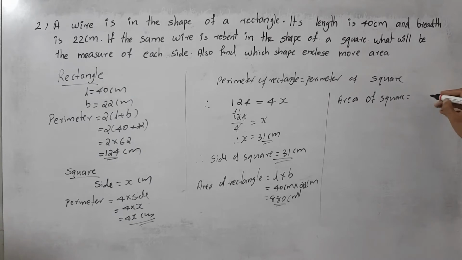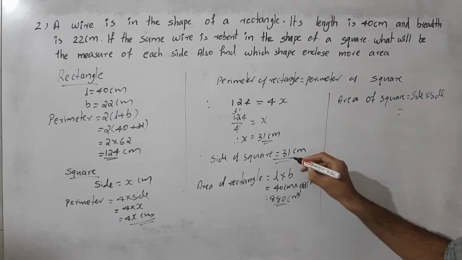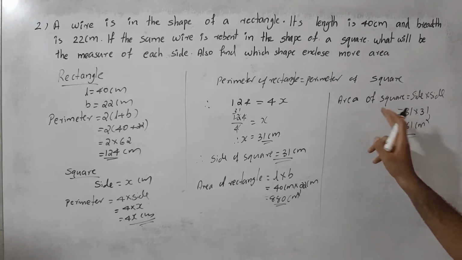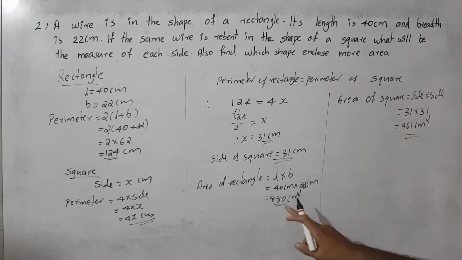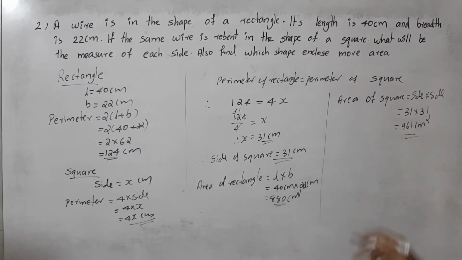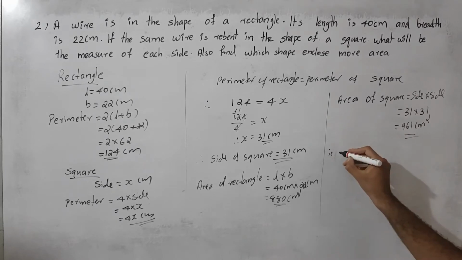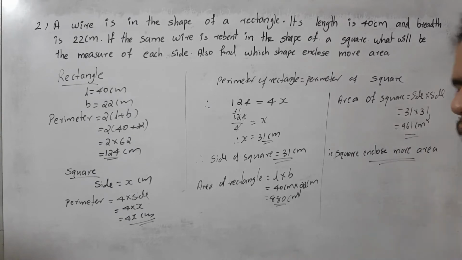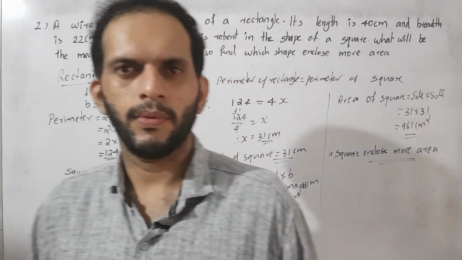Next, area of square. The equation is side into side. What is the side measurement? It is 31. 31 into 31 is equal to 961 square centimeter. So which shape encloses more area is very clear. Square encloses more area, because the area of rectangle is 880 and the area of square is 961. I think you got it.